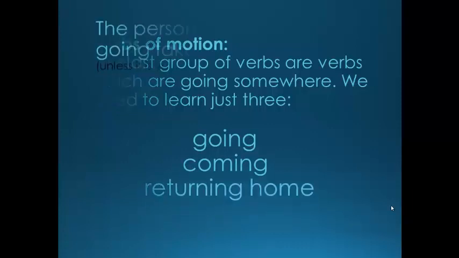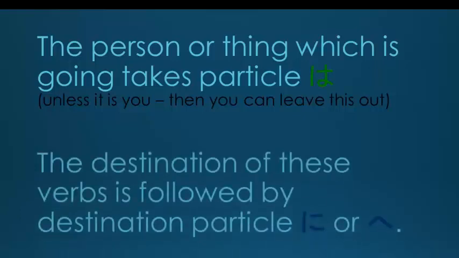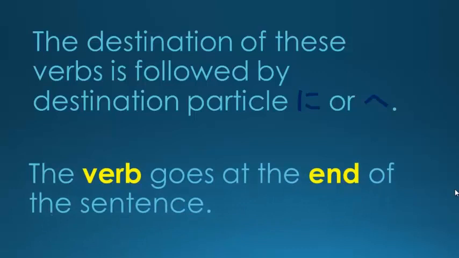and returning home. The person or thing which is going takes particle wa. That's our topic particle. Unless, of course, it's you, and then you can leave this out altogether, and Japanese people will assume you're talking about yourself. Now, the destination of these verbs is followed by our destination particle ni or e. The verb, of course, goes at the end of our sentence.